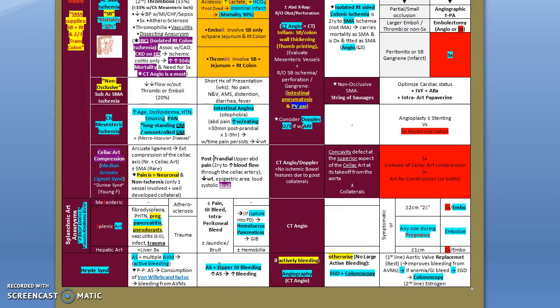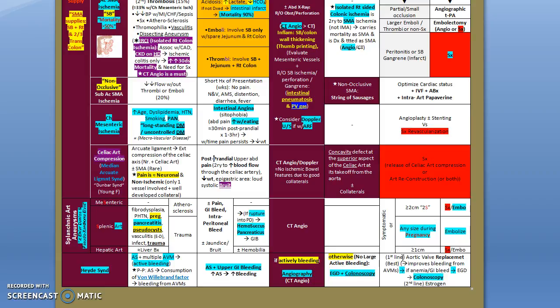Symptoms, as we said, are a combination of aortic stenosis and upper GI bleeding. Diagnosis here depends on the patient presentation. If the patient is actively bleeding, you would send him for an angiography. Otherwise, if the patient is not actively bleeding, you will treat him like any case of GI bleeding, so you will need to run an EGD and colonoscopy on that patient.